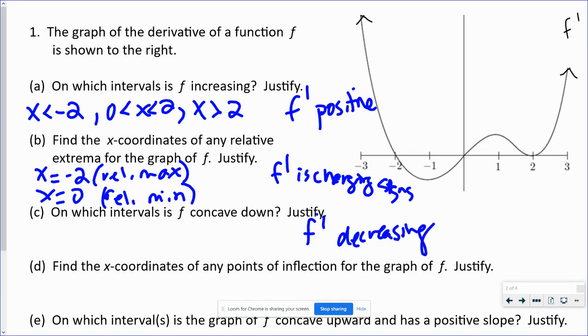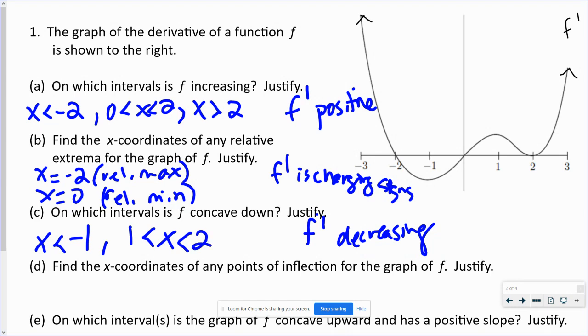So we're looking for where f prime is decreasing. Where is this graph decreasing? Anywhere where x is less than negative 1, we're decreasing. And then we are also decreasing between 1 and 2.